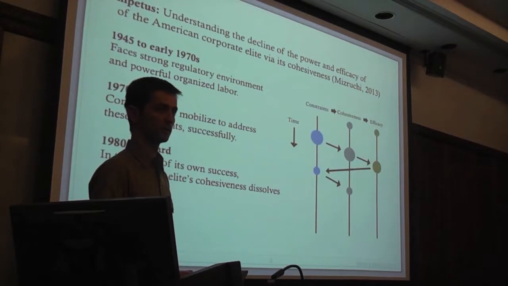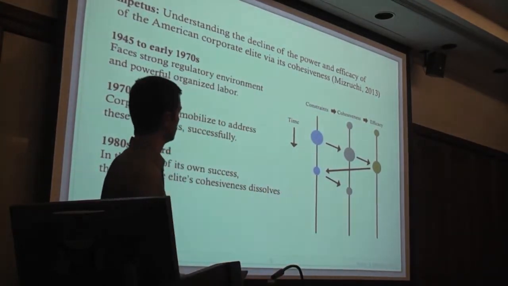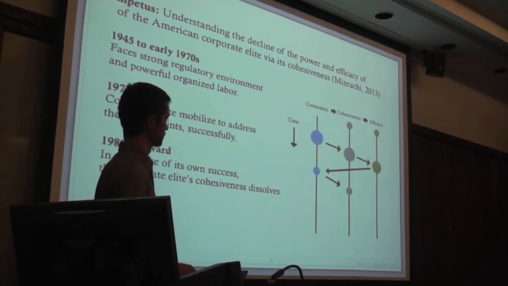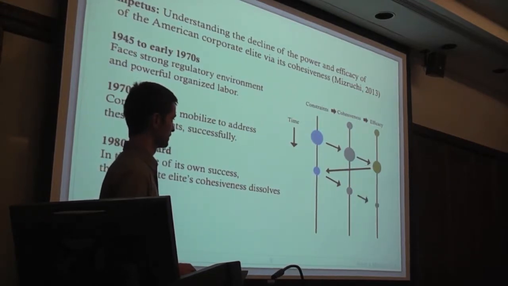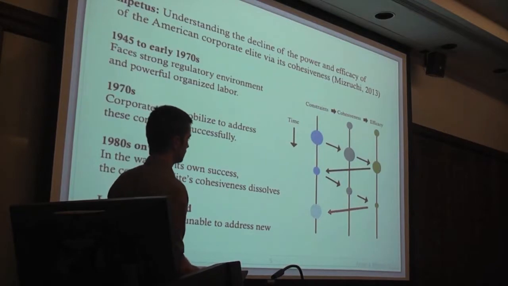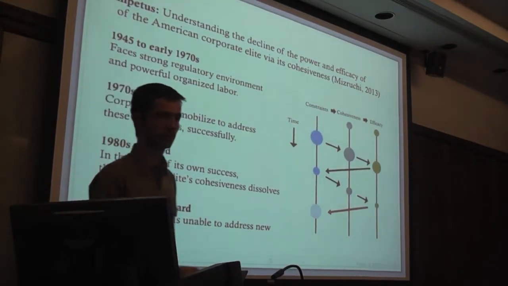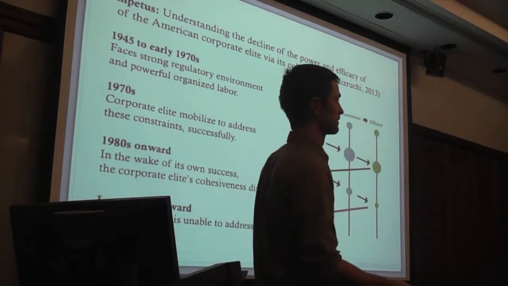The question that we're really starting to look at is what happens when we continue rolling the clock forward. So they remove some constraints. What happens to the cohesiveness? It seems to go down. And this is a valid question to ask because arguably there are lots of things that the group could need to address.